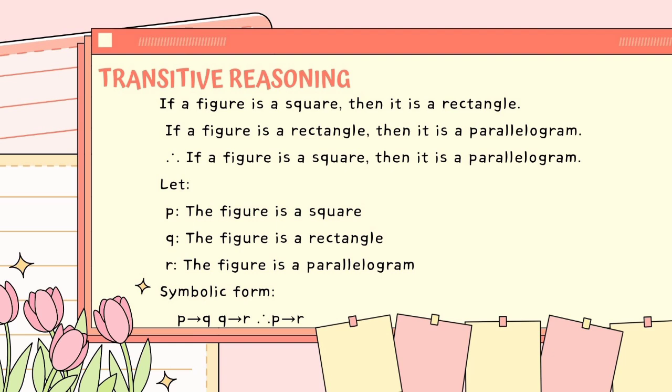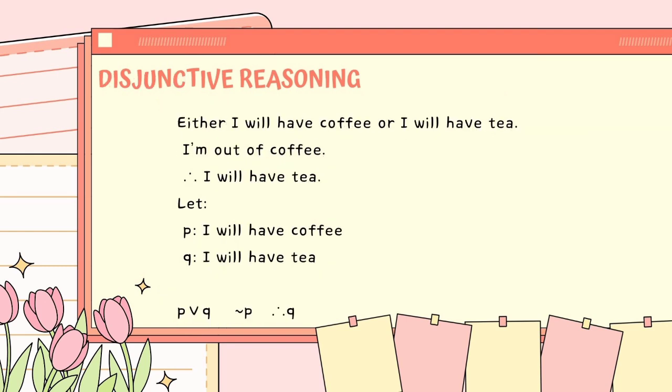So, maging conclusion natin is, therefore, P implies R. Remember, ang P natin is, a figure is a square. Ang R naman natin is, it is a parallelogram. So, maging conclusion natin is, therefore, if a figure is a square, then it is a parallelogram kasi it implies P implies R. So, the last is disjunctive reasoning.